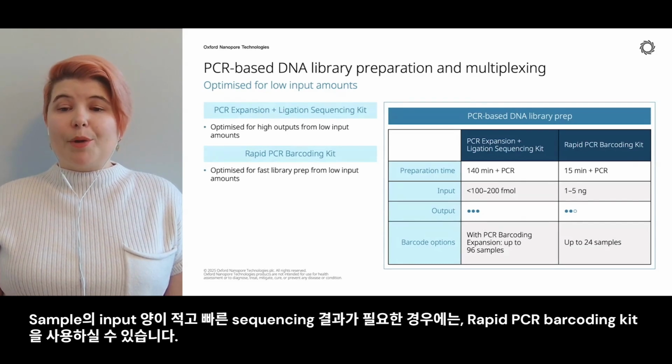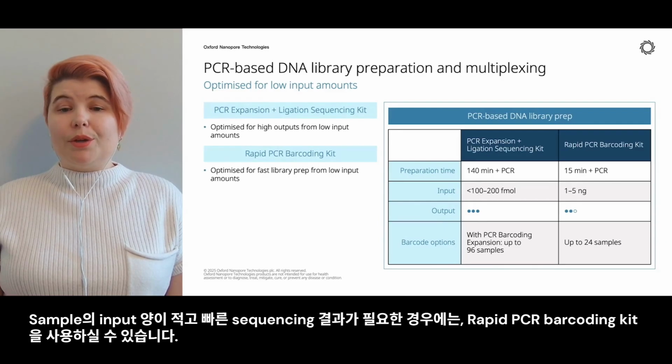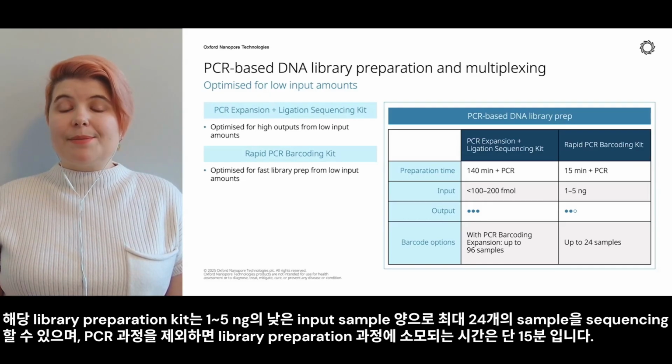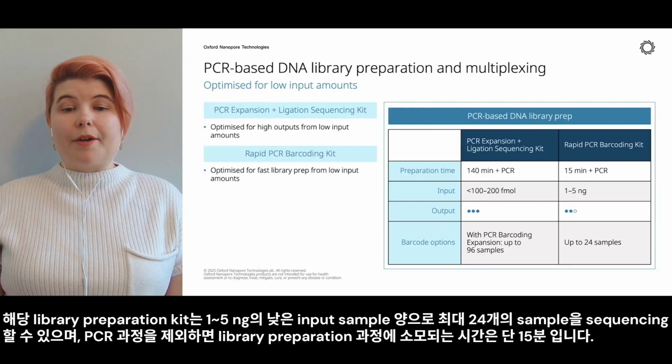The rapid PCR barcoding kit is also available for where starting inputs are low and time to answer is important. From a low input of 1 to 5 nanograms, this transposase-based method enables barcoding of up to 24 samples and only takes 15 minutes plus PCR.